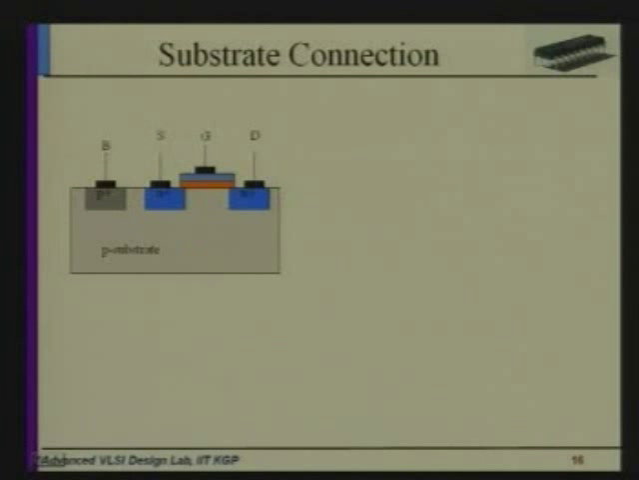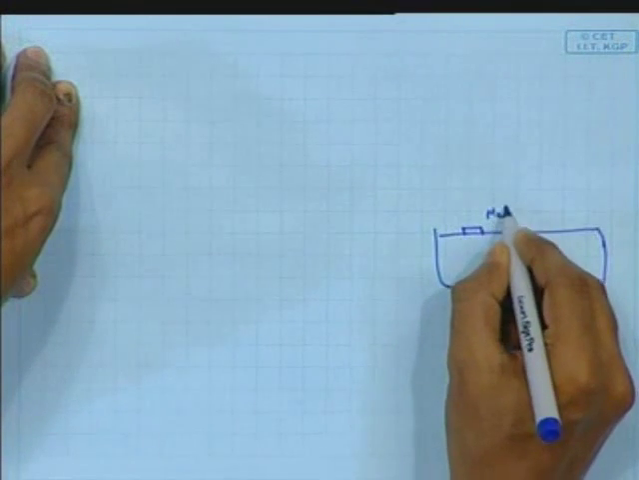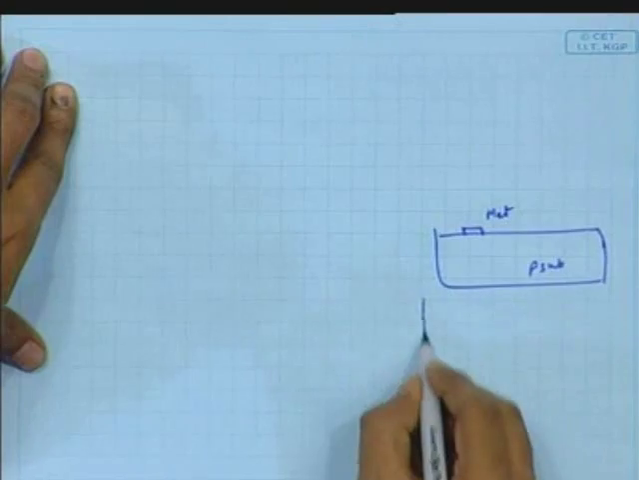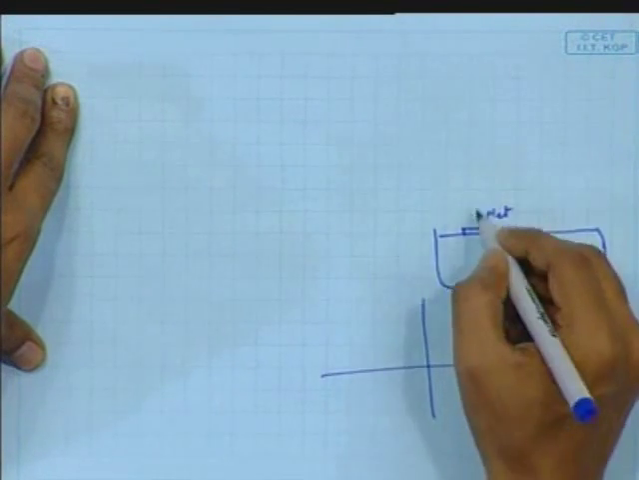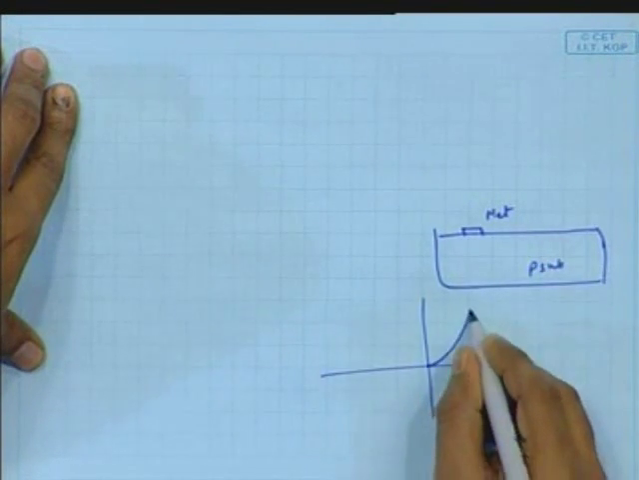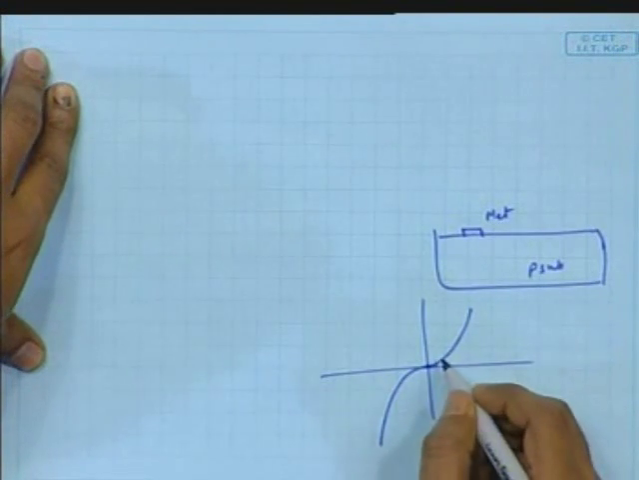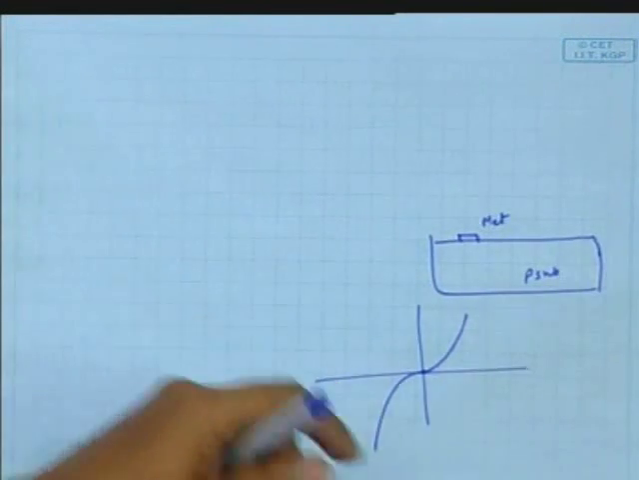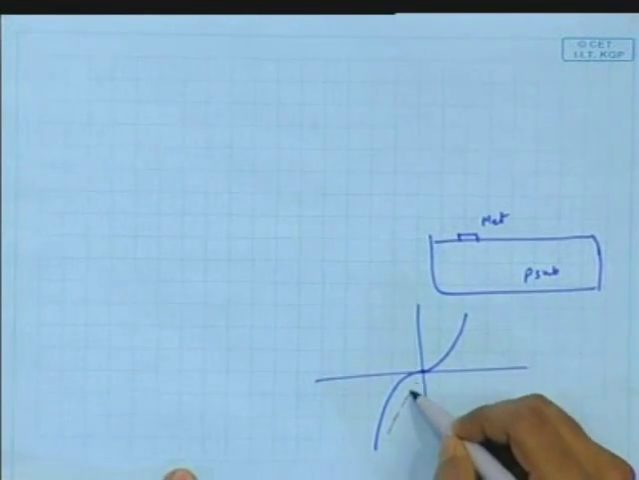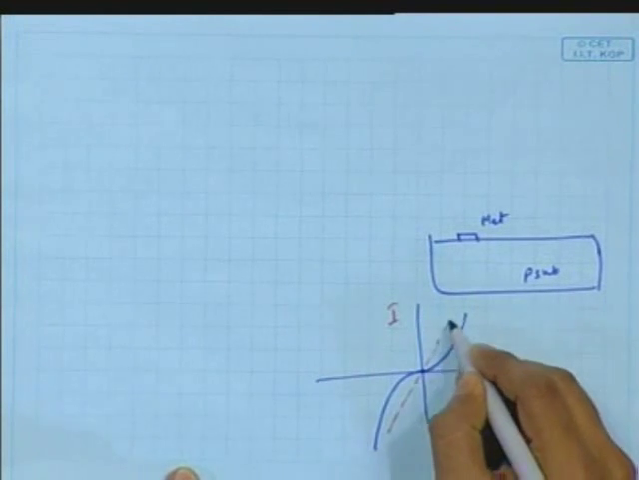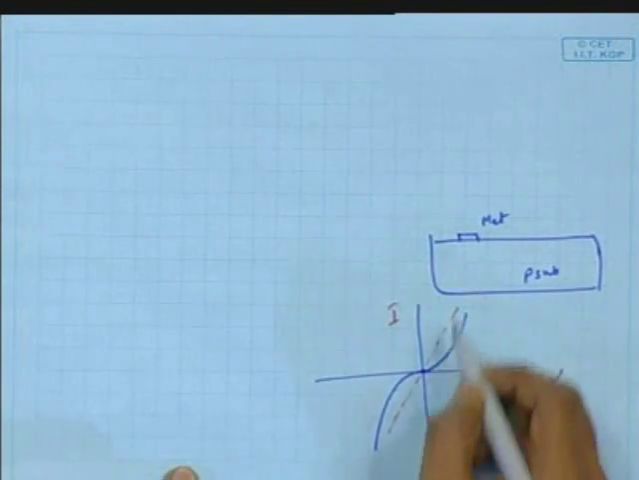If you see the characteristic of that one, consider this is your P substrate. You are just directly adding metal here, this is the metal to provide the connection. At that time, if you see the characteristics, you can see something like this. But for the ohmic contact, it will be something like this, with voltage on one axis and current on the other. But for this one, you will see this.